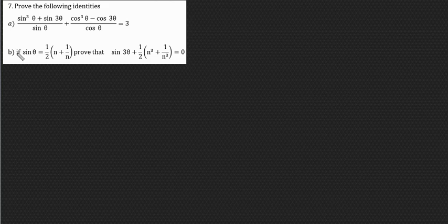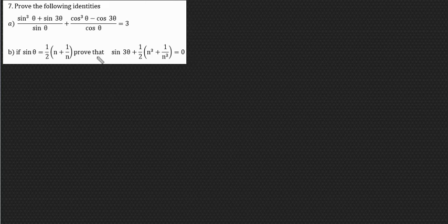This is part B of question 7. We've been told that if sine theta is equal to a half n plus 1 over n, prove that sine 3 theta plus a half into n cubed plus 1 over n cubed is equal to 0. So this is also another application of triple angle formulae.